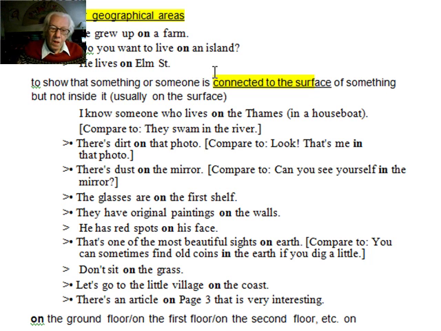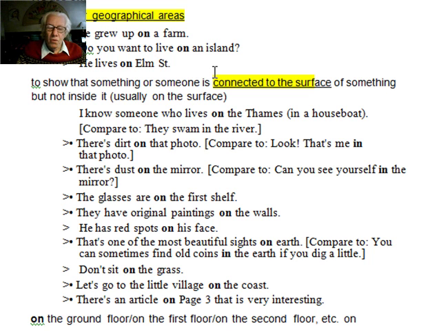So, as we continue, you might say there's dust on the mirror. Now the mirror is a surface, so we essentially say there's dust on that surface, or on the mirror. But we would say, I can see myself in that mirror. Well, the mirror essentially has your image, and that image is contained within the mirror itself. So we are in the mirror.